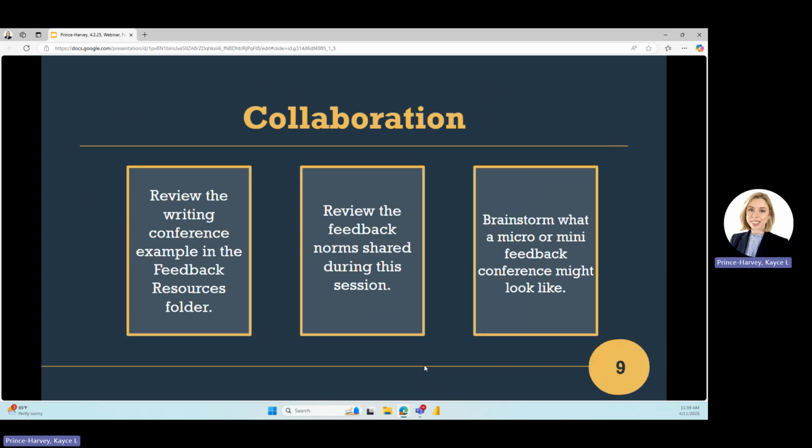So for this section, in box 9 of your note catcher, you're going to be asked to review the conference example that's in the feedback resources folder. I then want you to review and think back on the feedback norms that were shared during this session. And then from there, brainstorm what a micro or mini feedback conference might look like. So if we were to scale some of that back to a micro or mini format, what might that look like?